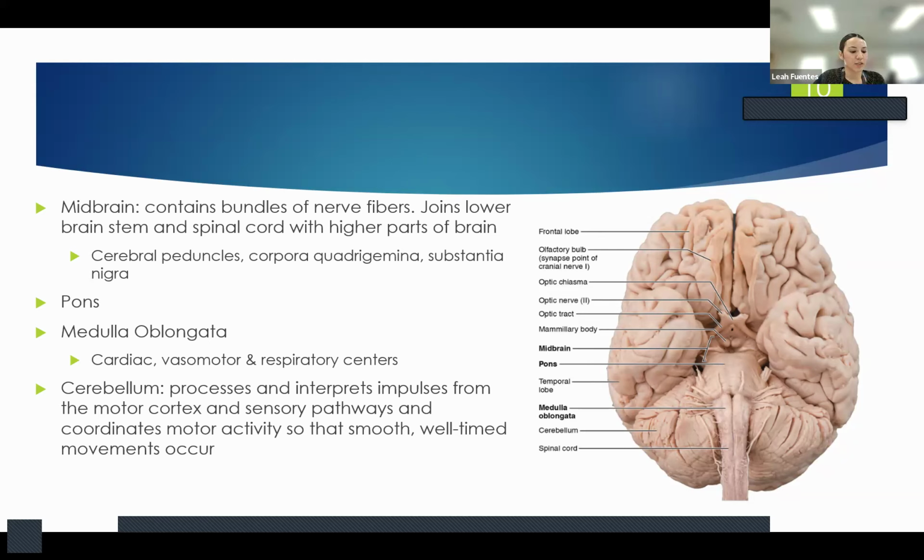Specifically for cardiac, the medulla oblongata transmits impulses to the heart via the peripheral nerves. For the vasomotor center, some cells transmit impulses to the smooth muscles in the walls of your blood vessels. And then the respiratory center functions with centers in the pons to regulate rate, rhythm, and depth of breathing. This is going to be part of your brainstem.